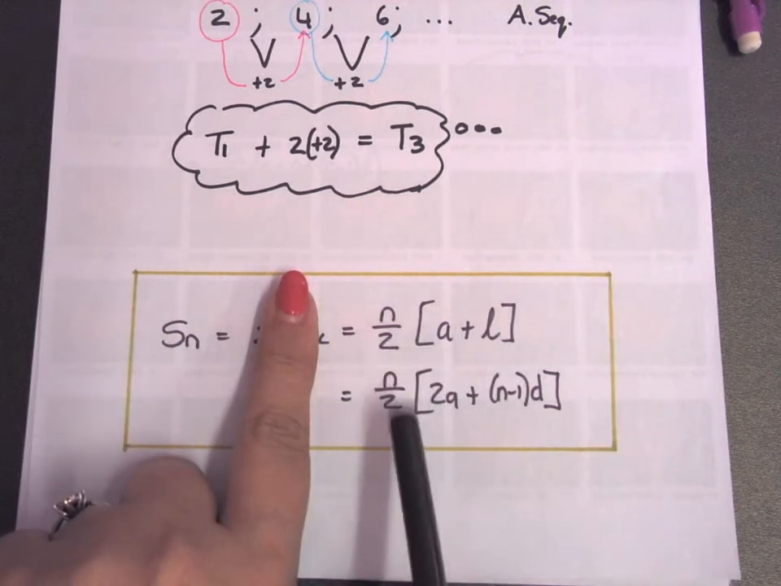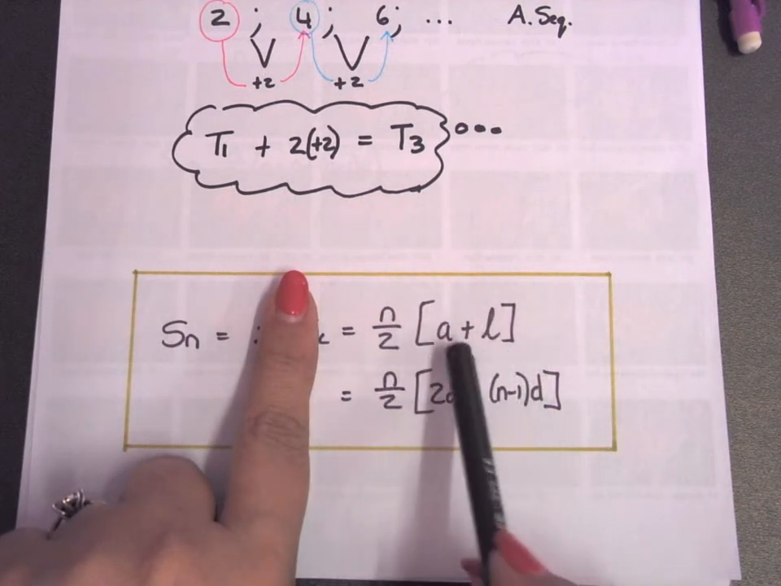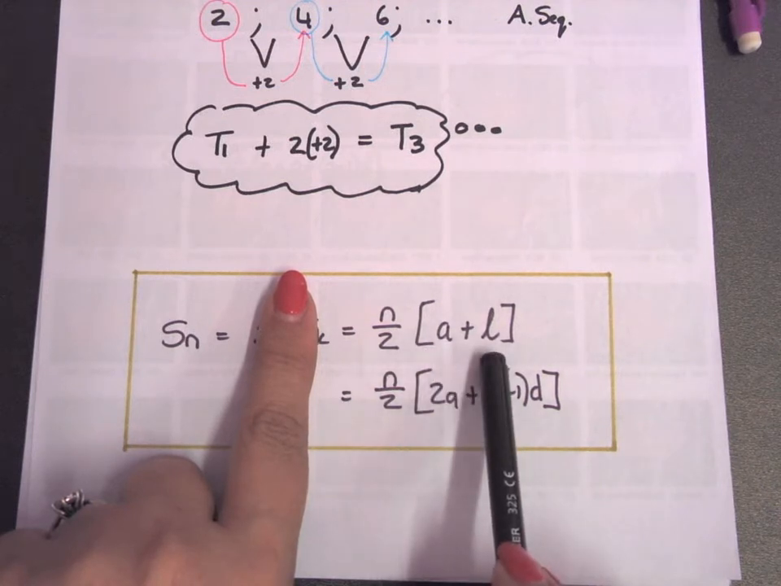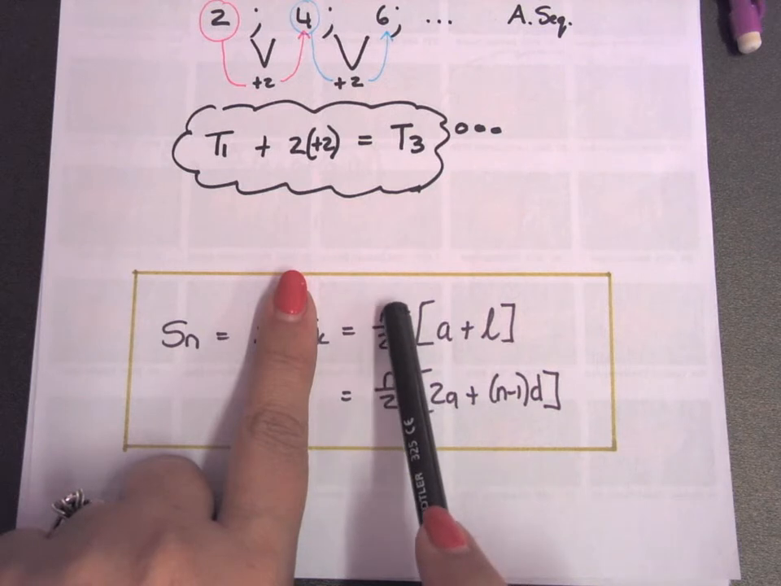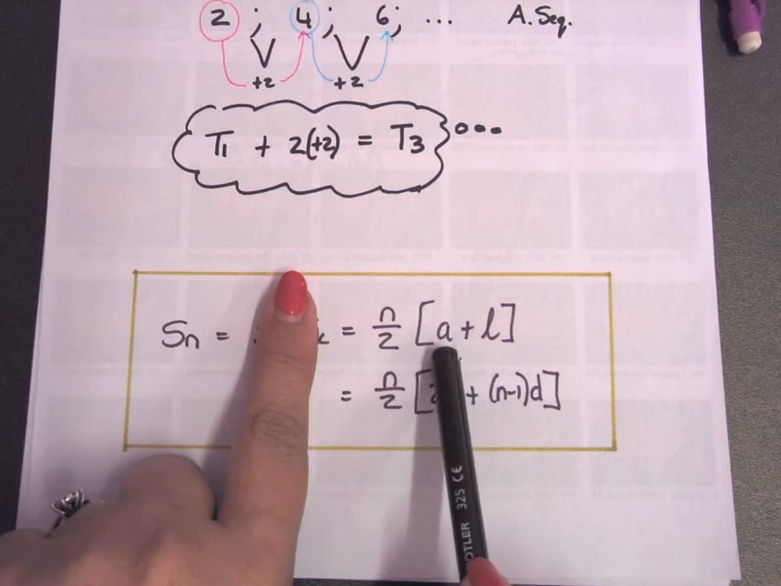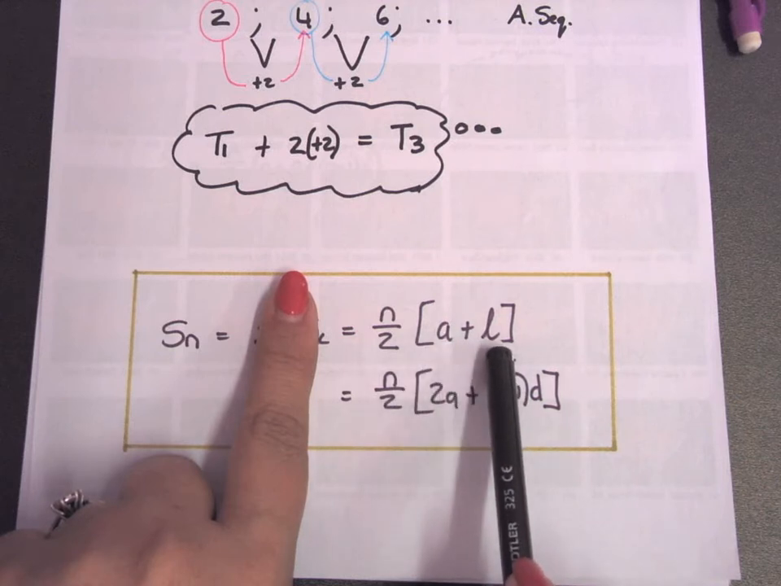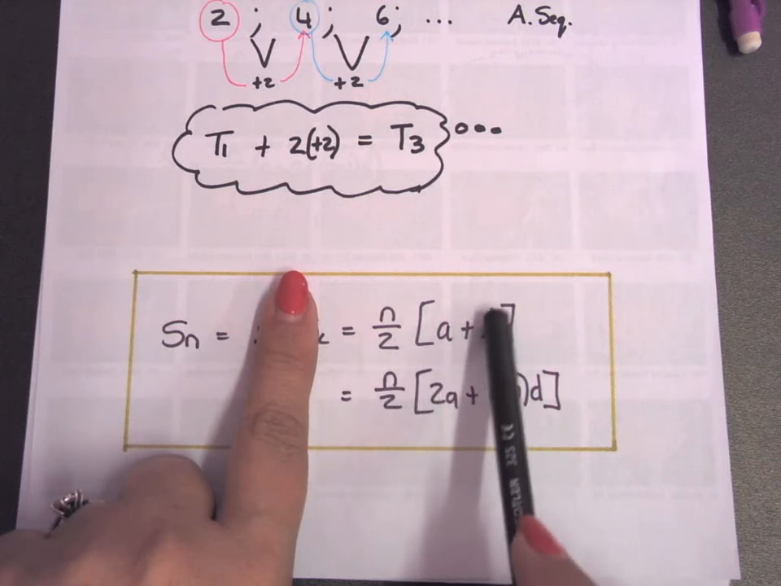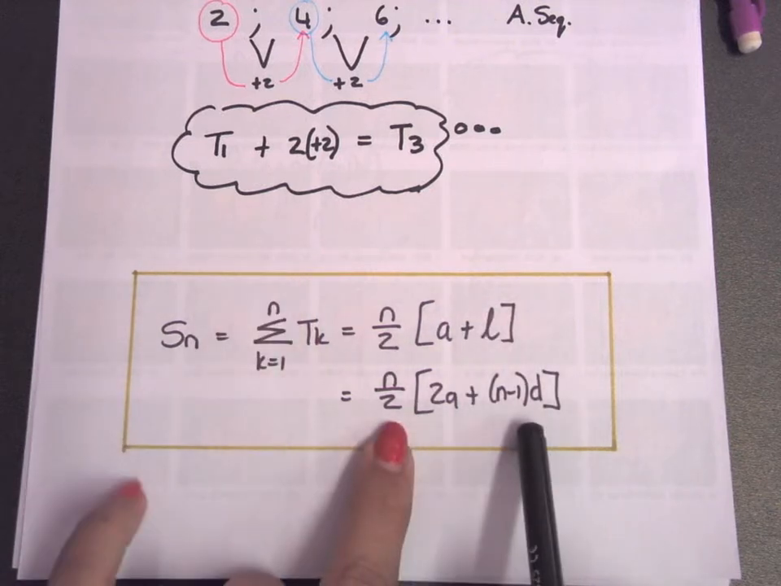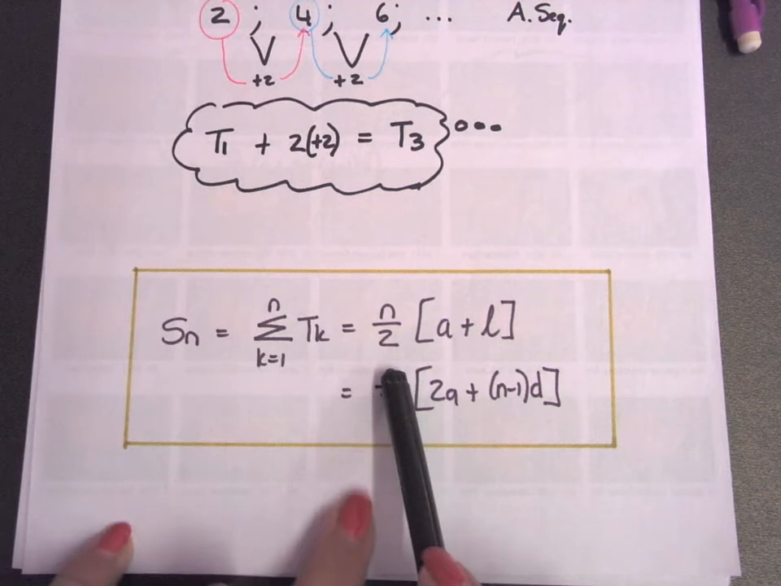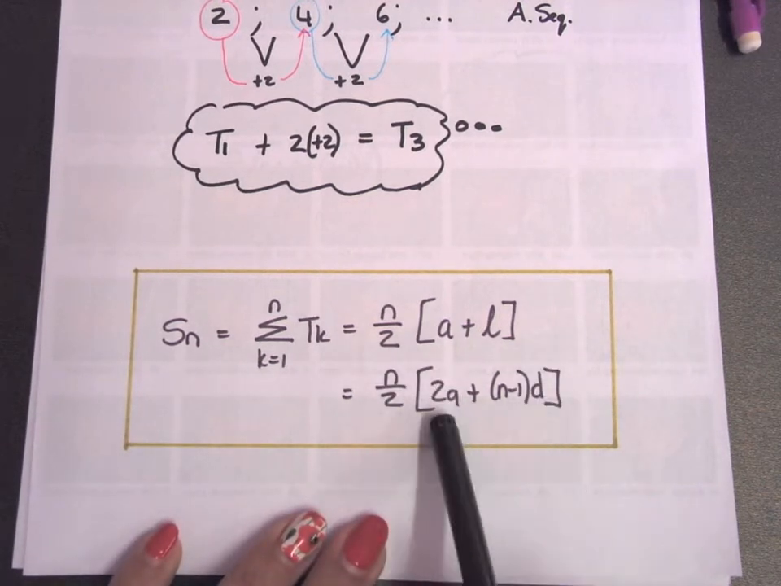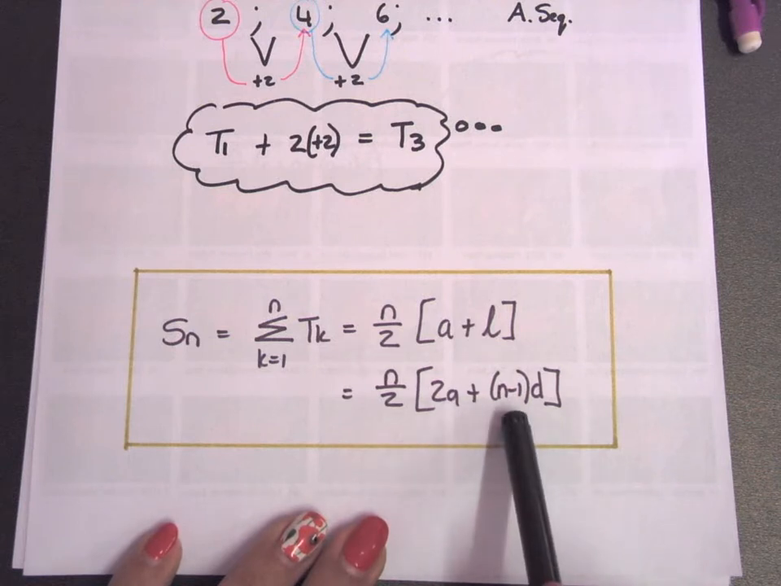We have two formulas. The first formula is where we know the first term and where we know the last term. Then it's the number of terms divided by 2 multiplied by the first term plus the last term. If we don't know the last term's value, the formula looks like this. It's the number of terms divided by 2 multiplied by 2a plus n minus 1 d.